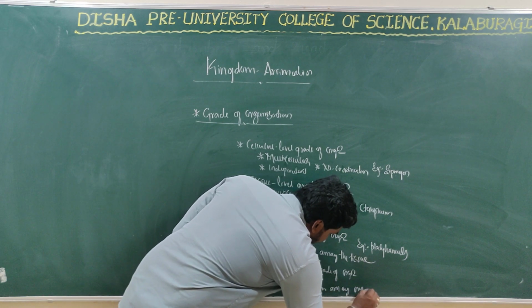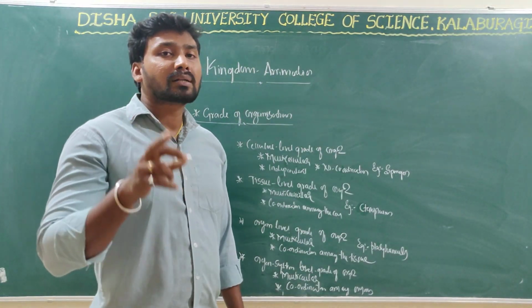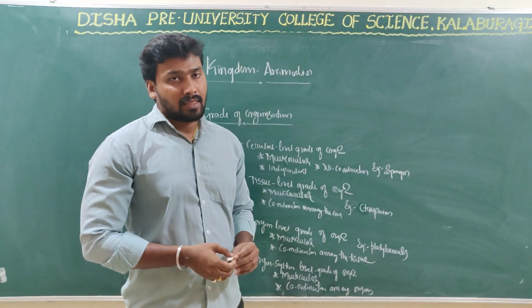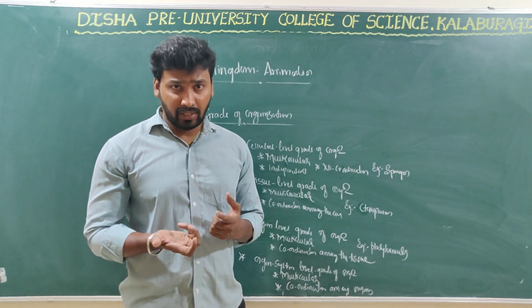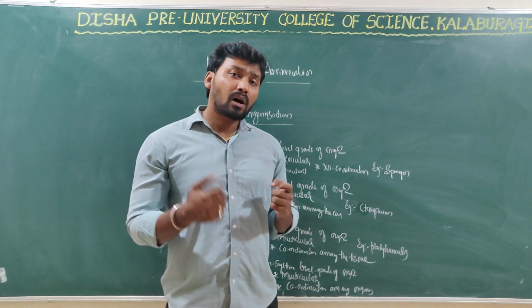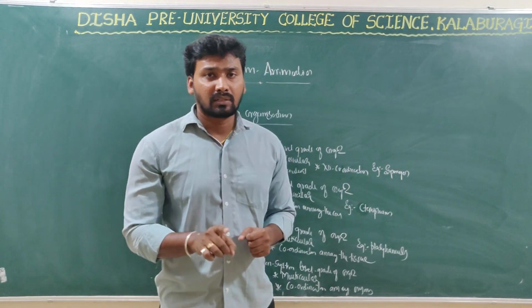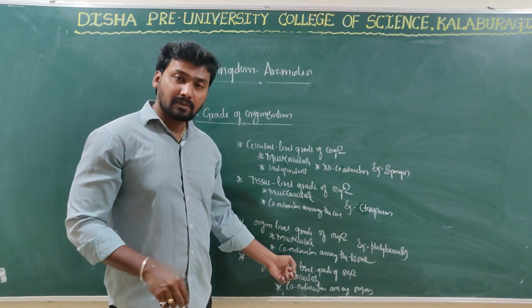There will be a coordination among the organs to form an organ system. An organ system is defined as different organs located in different locations, all of which are united to perform one particular function. That particular function is said to be an organ system.